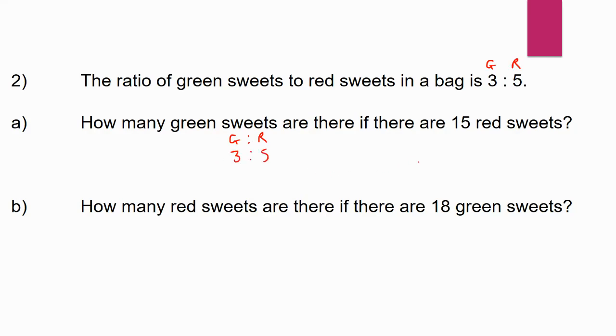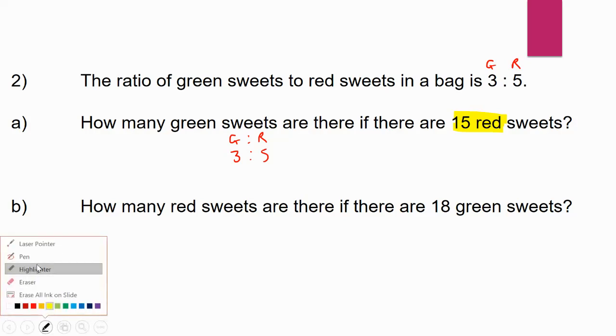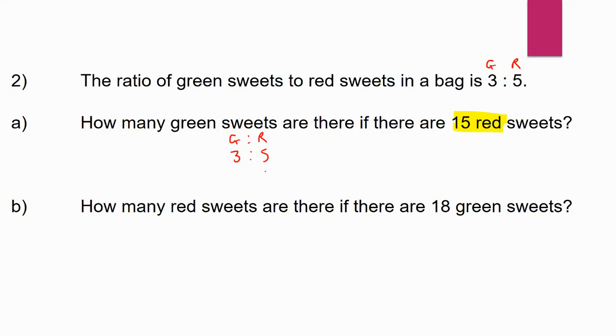Now, in this case, we are being asked the question, how many green sweets are there if there are 15 red sweets? So I've highlighted the fact that I know that there are 15 red sweets in this bag. So now I'm going to use that, and I'm going to write that 15 red under the red part of the ratio. So that goes under the 5.